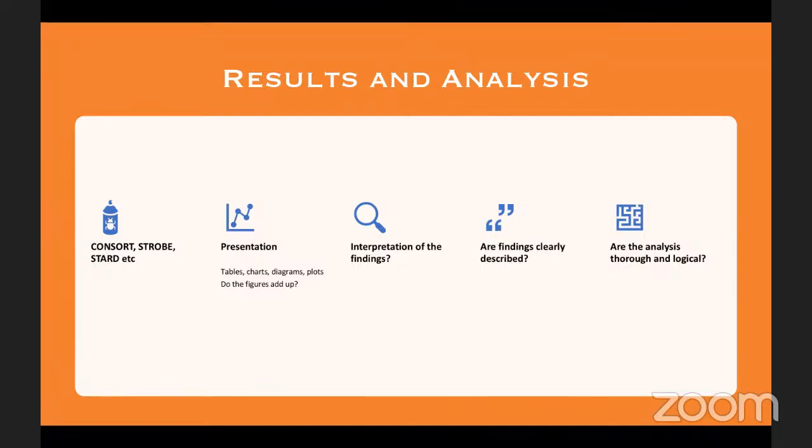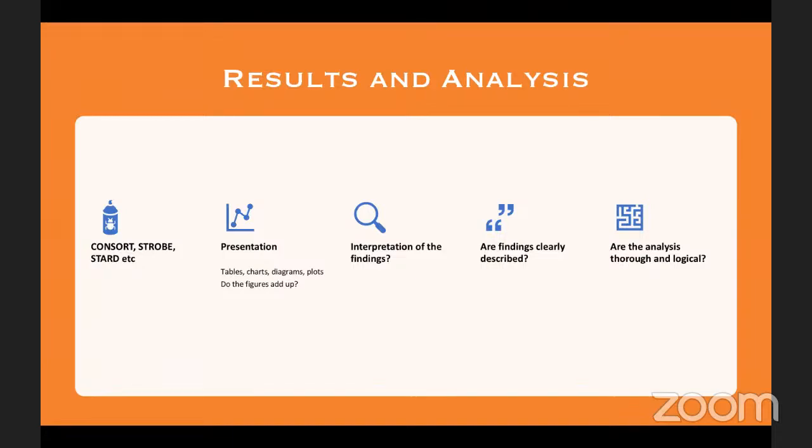And then you look at your presentation. Did you present them in good tables? Did you use charts, diagrams? Do the figures add up? Very, very important. Your figures must add up. You won't tell us in some tables your total participants are 120, the other one is 130, the other one is 97. Meaning that there's a problem. And make sure that you are consistent.